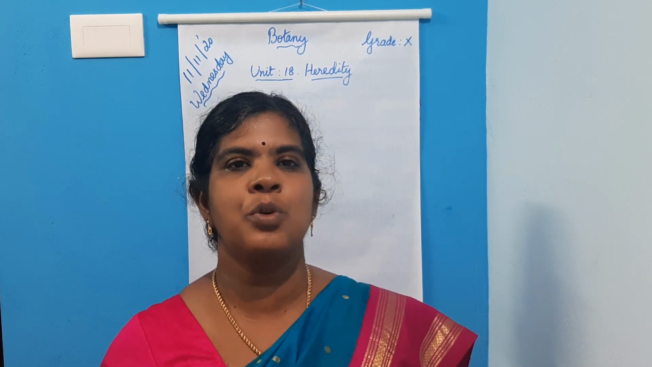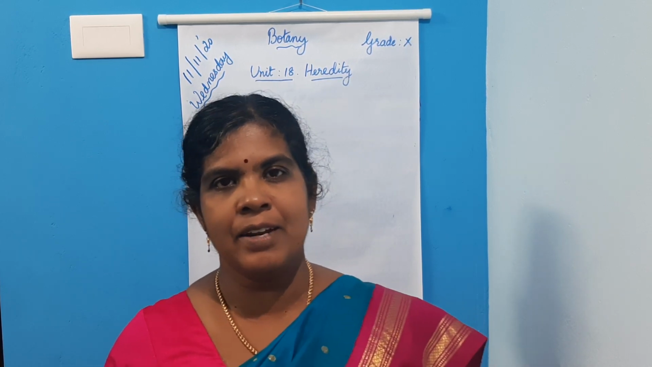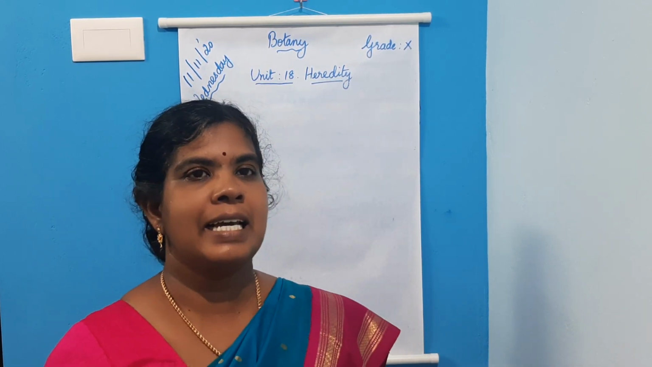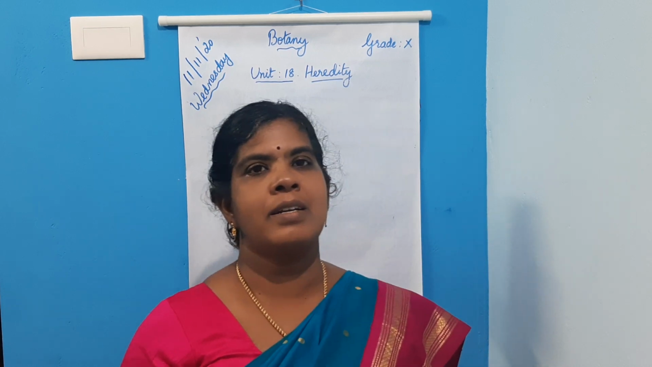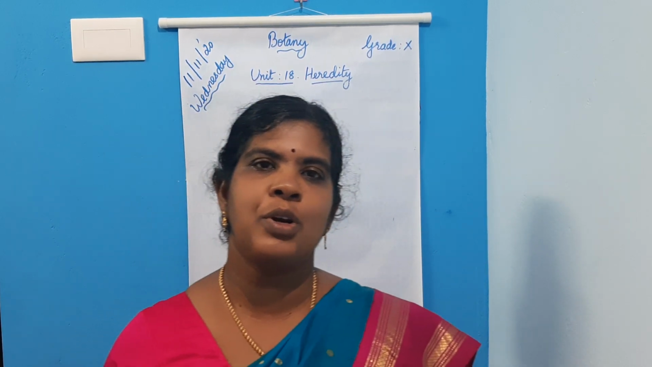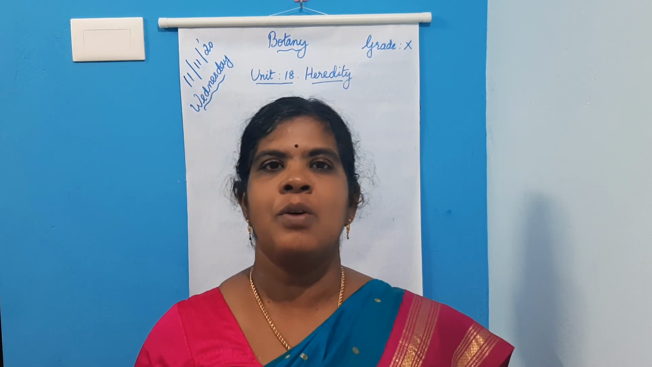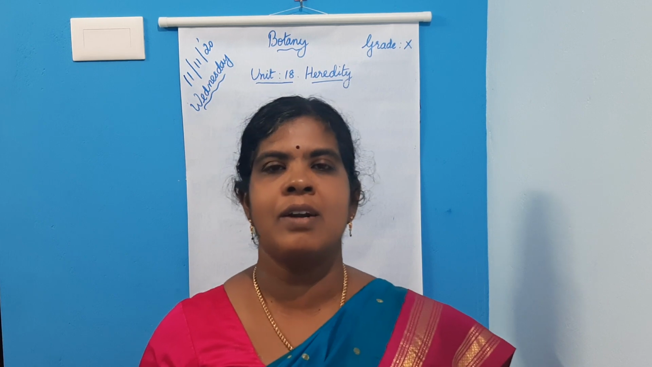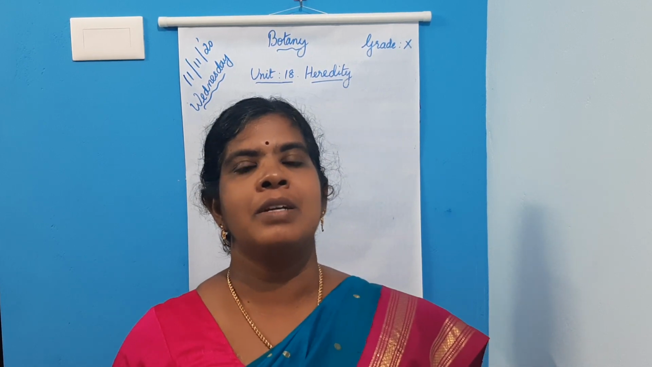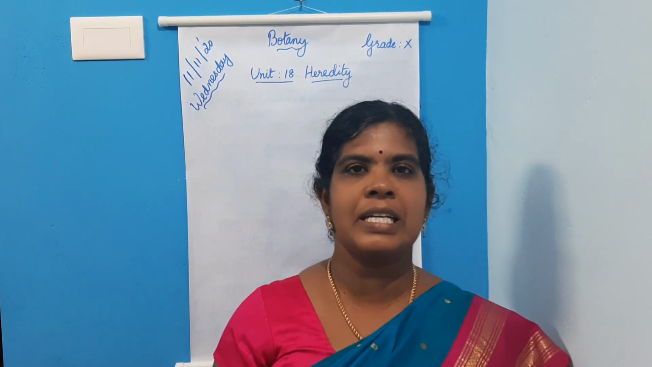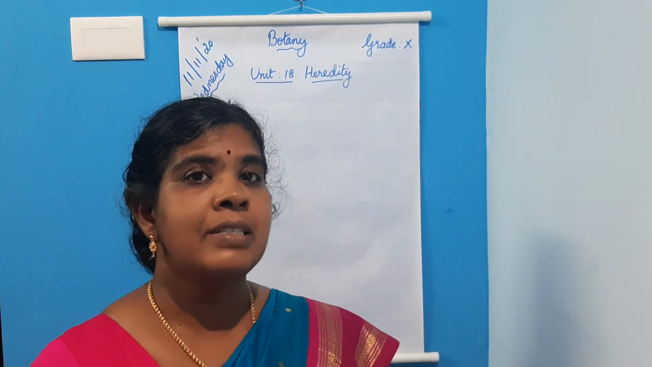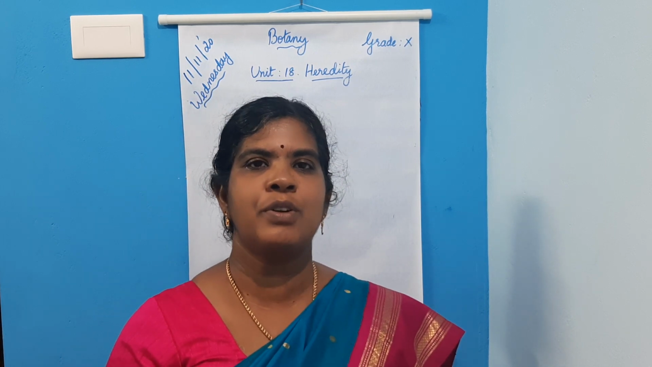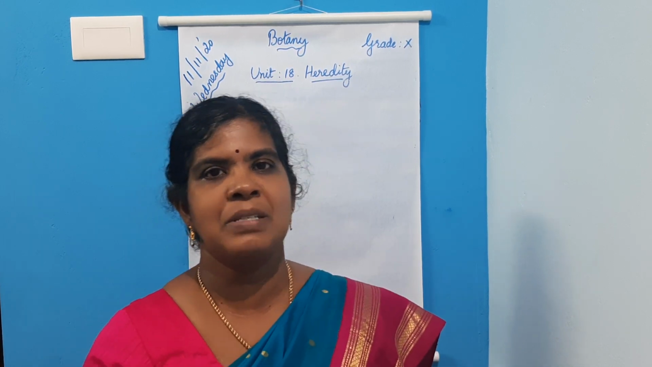What is called monohybrid cross? Crosses involving the inheritance of only one pair of contrasting character is called monohybrid cross. What is the phenotypic ratio of monohybrid cross? 3:1. What is the genotypic ratio of monohybrid cross? 1:2:1. What is called phenotype? The external expression of a particular organism is called phenotype. The genetical expression of an organism is called genotype, isn't it?